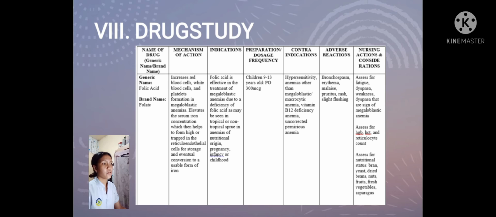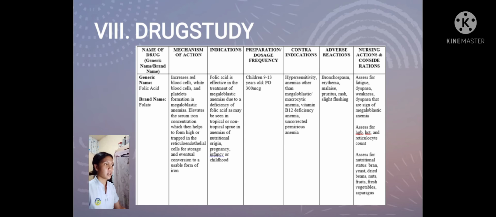Indication: folic acid is effective in the treatment of megaloblastic anemias due to a deficiency of folic acid, as may be seen in tropical or non-tropical sprue, in anemia of nutritional origin, pregnancy, infancy, or childhood. Next is preparation, dosage, and frequency: 9 to 13 years old is 300 micrograms. Contraindication: hypersensitivity, anemia other than megaloblastic, macrocytic anemia, vitamin B12 deficiency anemia, uncorrected pernicious anemia.